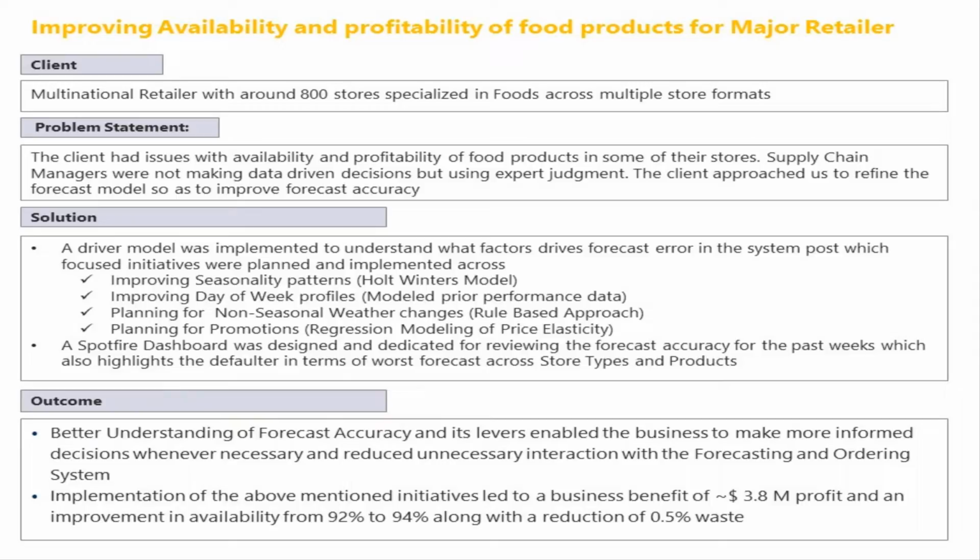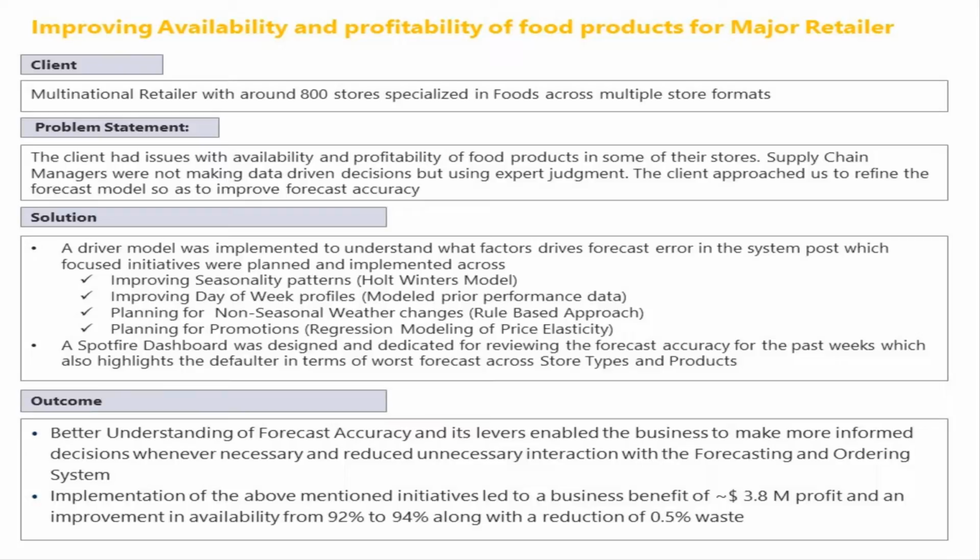Decision making by FIPs is done on a business judgment basis supported by their experience over the years. This has led to an accumulation effect on forecast, due to which forecast accuracy has taken a hit and thereby availability and profitability of the products as well. The client approached us to refine the forecast model so that forecast accuracy can be improved, thereby availability and profitability can be improved as well.